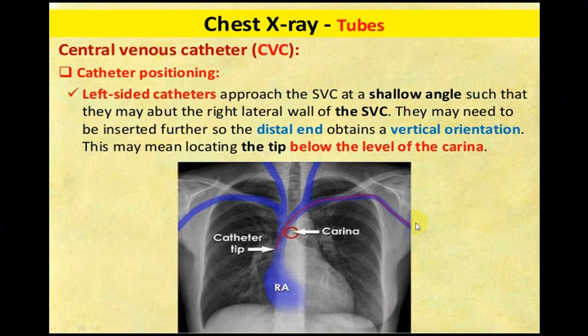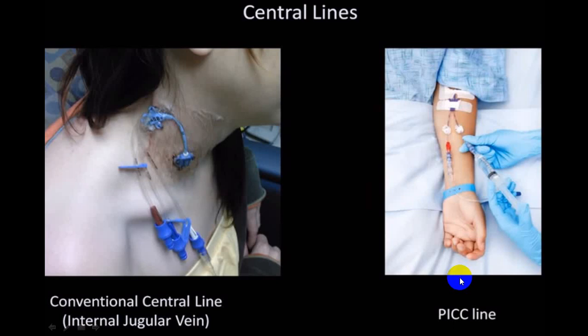So if it is done through the left side, then also it should not be right up to the atrium. Usually we keep it at the level of carina, if you are doing it from the left subclavian. So in a case of a left subclavian, usually you try to do that. By and large, it is always done through the right side.